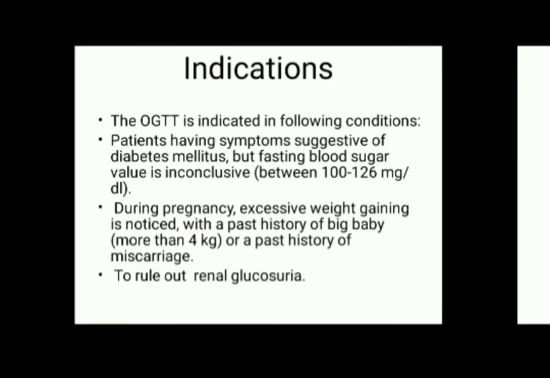The OGTT is indicated in the following conditions: patient having symptoms suggestive of diabetes mellitus, but fasting sugar value is in between 100 to 126 mg per dl. During pregnancy, when excessive weight gaining is noticed, with a past history of big baby more than 4 kg or a past history of miscarriage. To rule out renal glucosuria, that is glucose in urine.